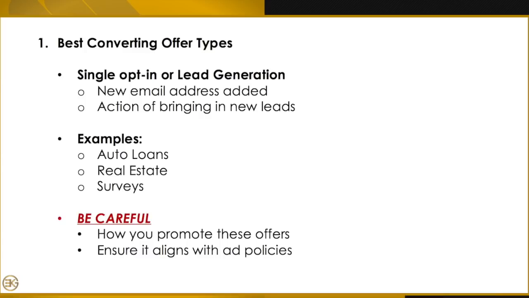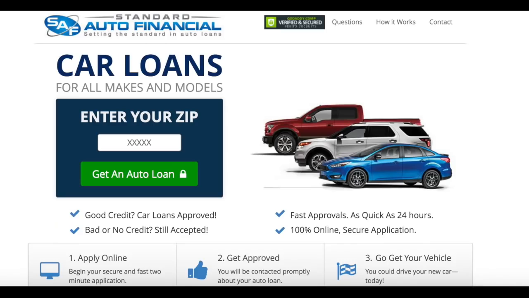And do ensure that it aligns with the ad policies and you're running it cleanly. Don't claim big things. Follow the ad policies. Follow the guidelines. Okay, so for the examples, we can do auto financing or auto loans. Basically, what they have to do is just apply. That's how you get paid when they get through it. All they have to do is apply, and then you will get paid for the leads that you bring in.